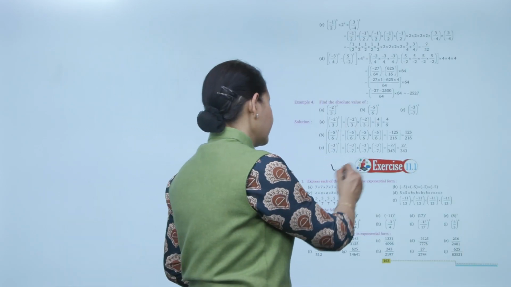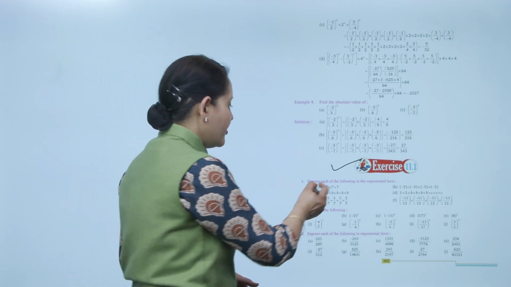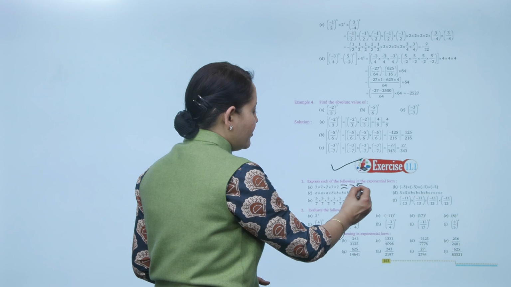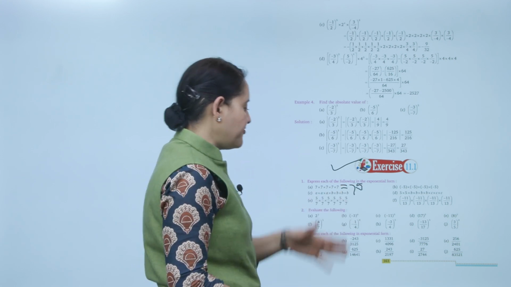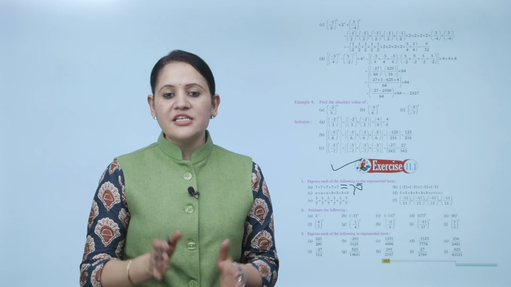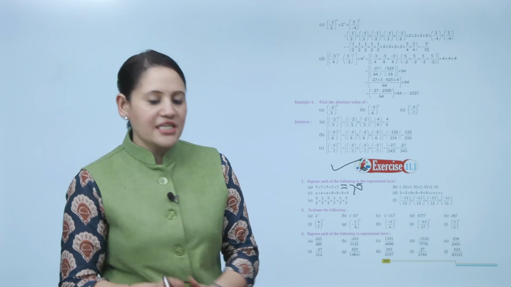Next is exercise 11.1. Express each of the following in exponential form. Here 7 is multiplied 5 times by itself. So we can write it as 7 to the power 5. Here 7 is the base and 5 is the exponent or power. This is how we can write a number in exponential form. So you have to practice all the questions of this exercise.